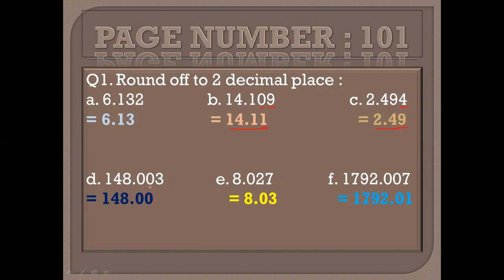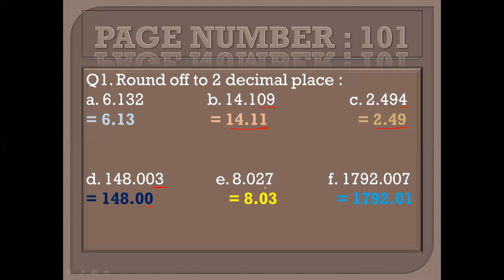Come to the part D, 148.003. 3 is again on the thousands position, and 3 is less than 5. Again, no changes in our number, 148.00, because we cannot increase the number by 1. On the thousands place, 3 is there and 3 is less than 5.